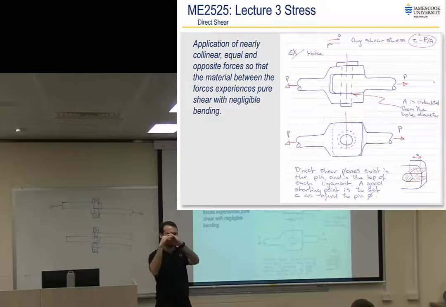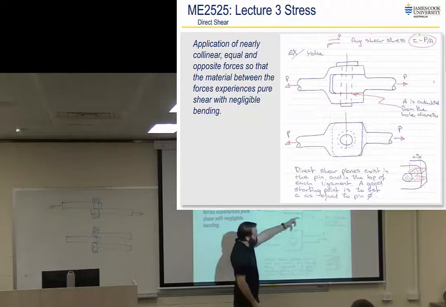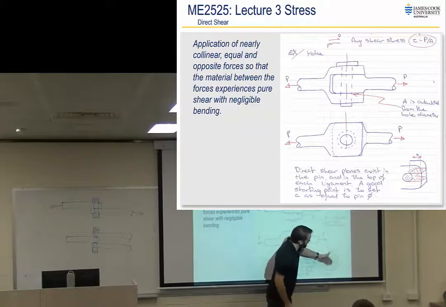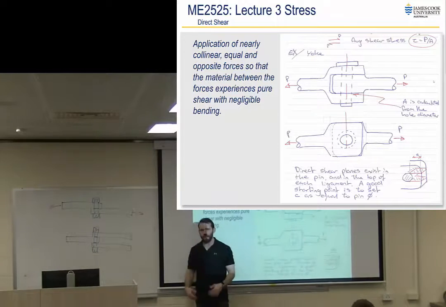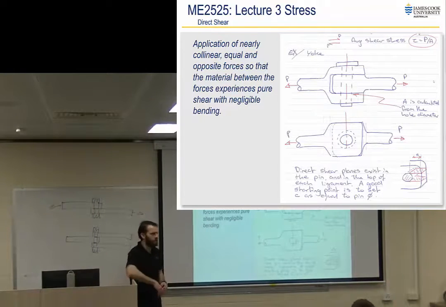Yeah, and so those two planes that are defined by the top and the bottom of the pin, bolt, or whatever it is, are the actual direct shear planes. And once again, P on A, where A is the total area and P is the force. And that's roughly what we analyse that for.